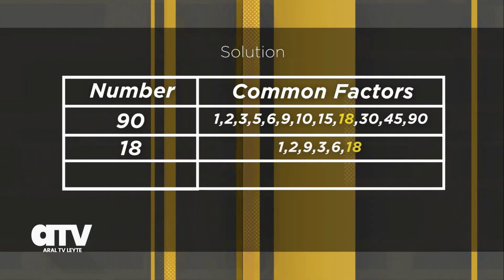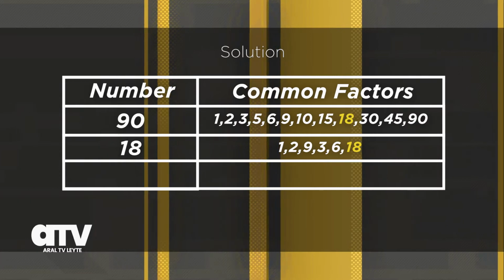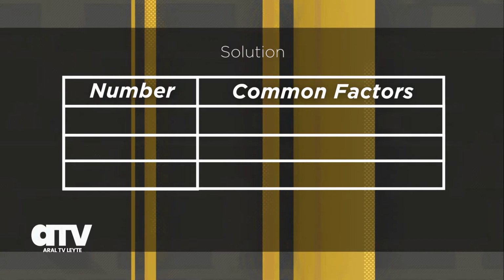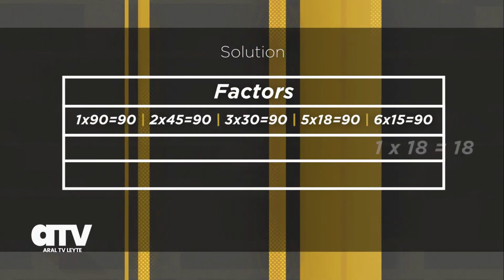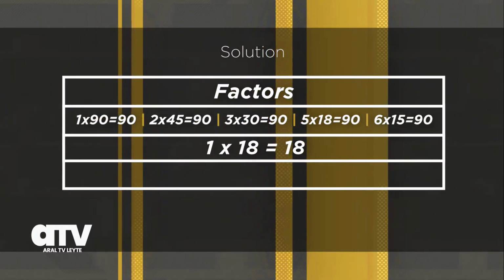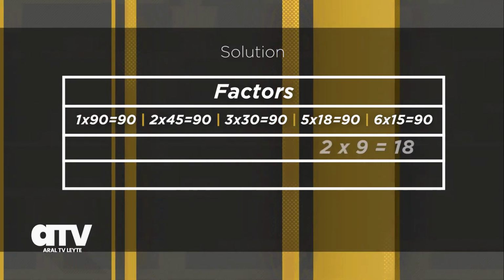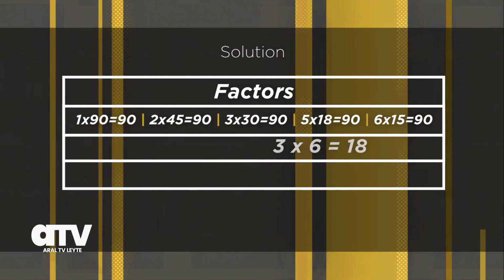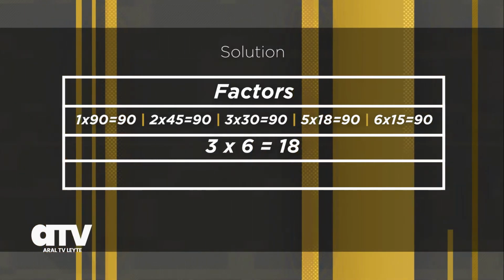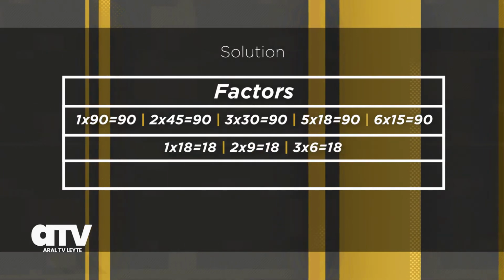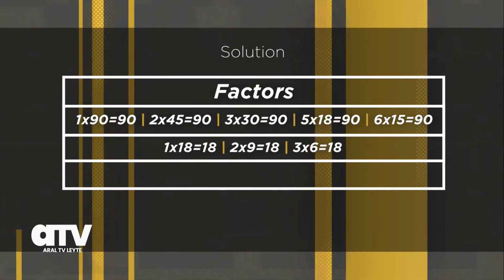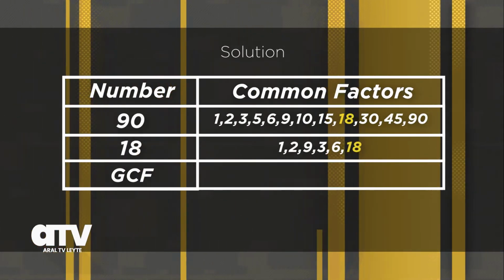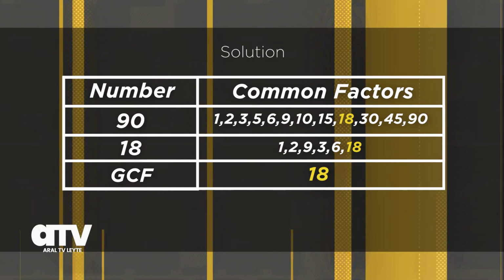18. 1, 2, 9, 3, 6, 18. 1 times 18 is equal to 18. 2 times 9 is equal to 18. 3 times 6 is equal to 18. The GCF is equal to 18.